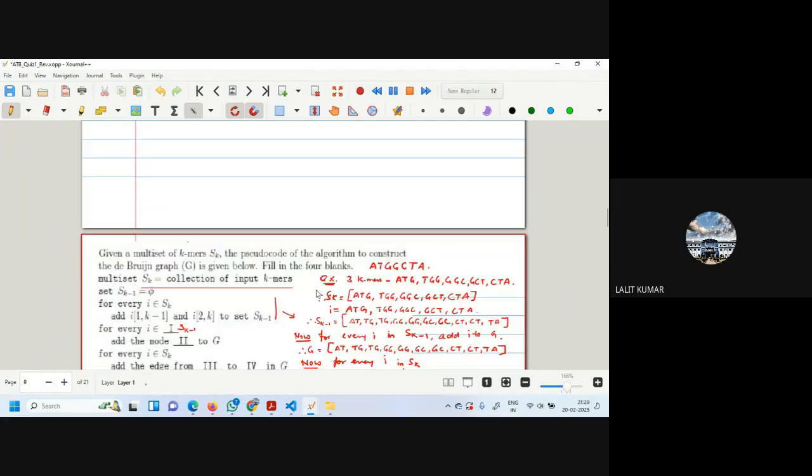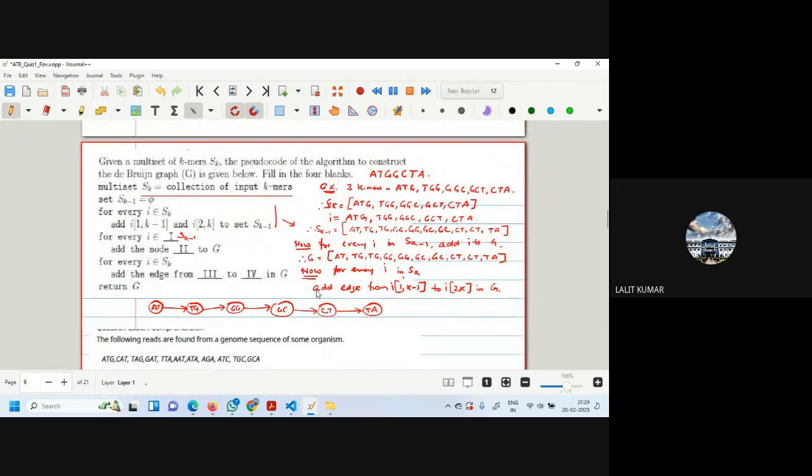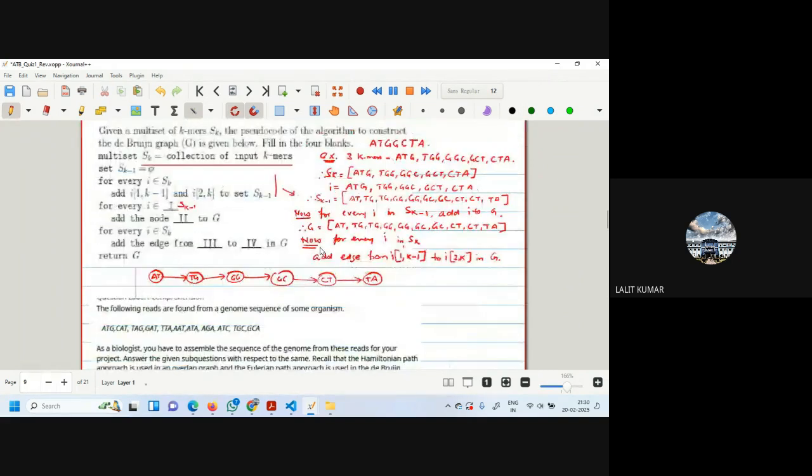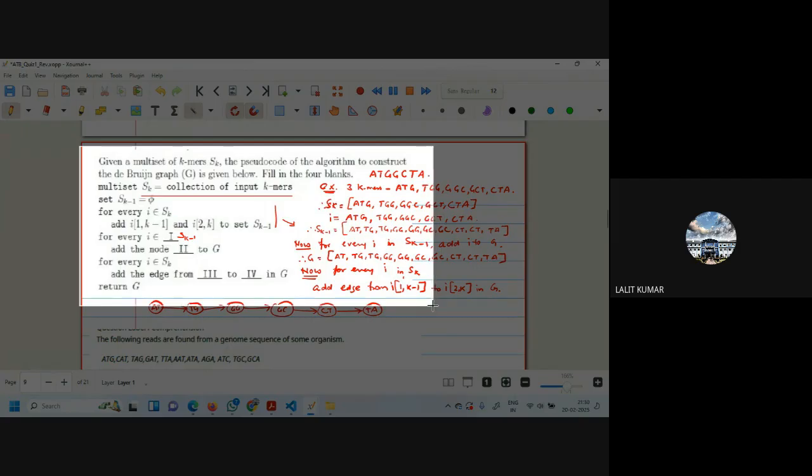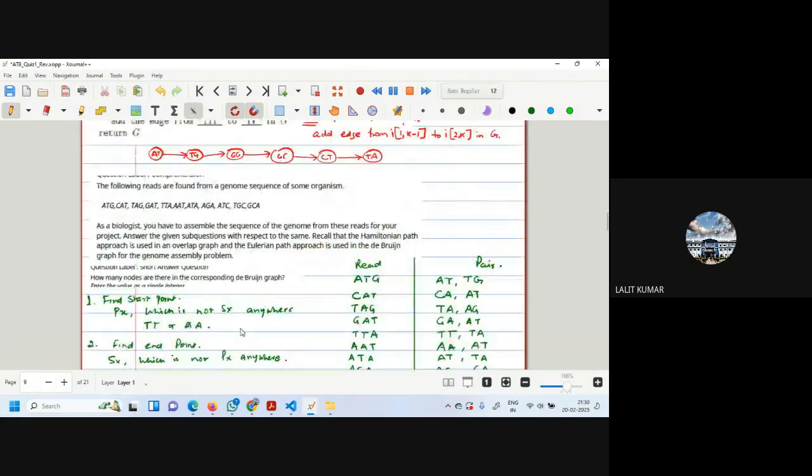Okay, so we had covered till here yesterday. The first question is on the pseudocode. Given a multi-set of k-mers, Sk, the pseudocode of the algorithm to construct the de Bruijn graph G is given below. Fill in the 4 blanks. Multi-set Sk is the collection of input k-mers. So remember the de Bruijn steps, how we had built it. If you remember the steps, then you will be able to easily solve this question.